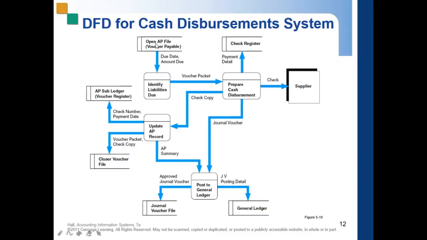So the cash disbursement system starts with the open AP file, diba? Mao na siya sa the purchase process. Ato ang open AP file or katong voucher payable which contains the outstanding payables that are still to be made by the company.